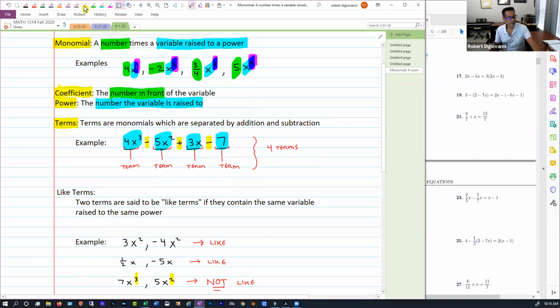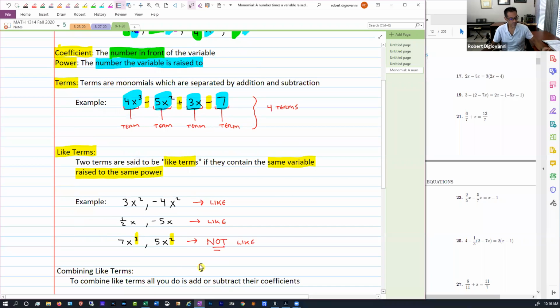Okay, next thing is what we call like terms. What are like terms? 2 terms are said to be like terms if they contain the same variable raised to the same power. So in order to be considered like terms, you have to have the same letter and you have to have the same power. So let's look at these examples. On this first example, we have a 3x squared and we have a -4x squared. Those are both considered to be like terms because they both have x squared. It doesn't matter that one of them is 3 and the other one is -4. All that matters when we're thinking about like terms is whether or not we have the same letter to the same power.